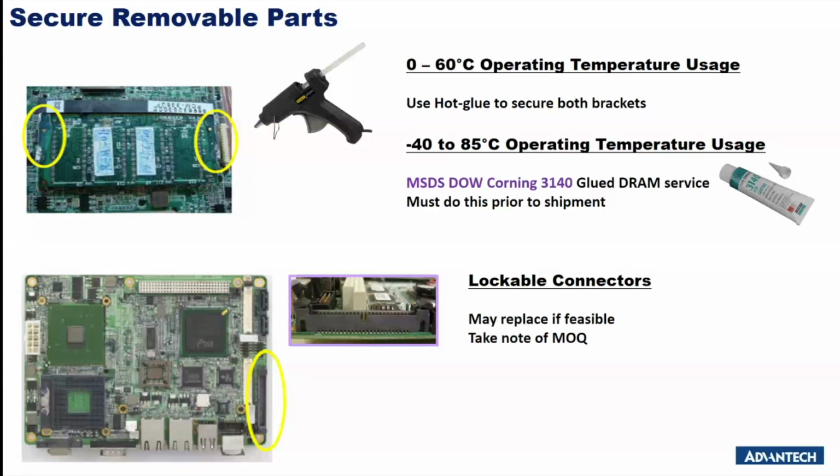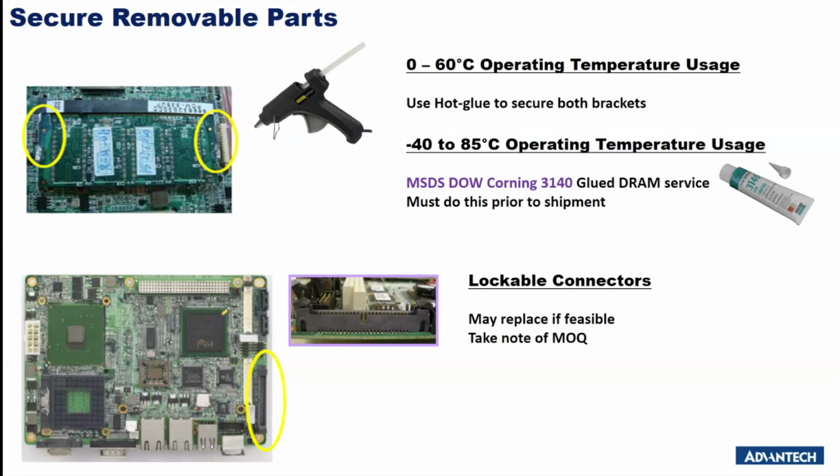But if yours is wide temperature, then I would suggest you use the Dow Corning 3140. This one can withstand high temperature, but it has to be done at the factory side. This is to glue it. Removing it is still possible. You've got to pull it very hard. Just be careful when you remove it. But then when you put it back, headache. So this is something you can also consider for removable types of products.